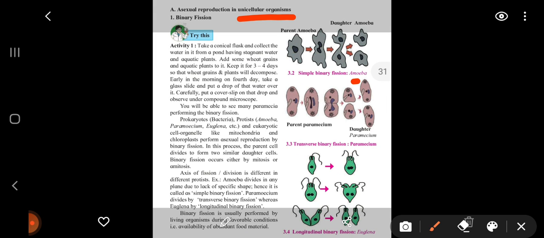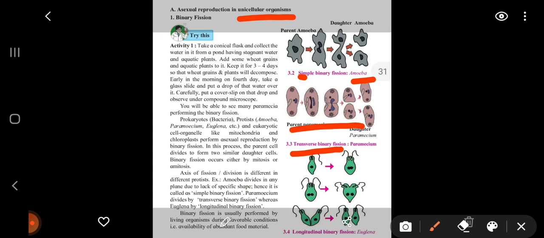If you take the example of amoeba over here, it divides, as well as paramecium. You can see how they are dividing themselves into two. It's a single parent amoeba, this is a daughter amoeba, and then you get two amoebae. Then we have paramecium, single, and this is how they are dividing themselves into two, so you get two paramecium. This is called transverse binary fission. It is getting cut in a transversal manner.